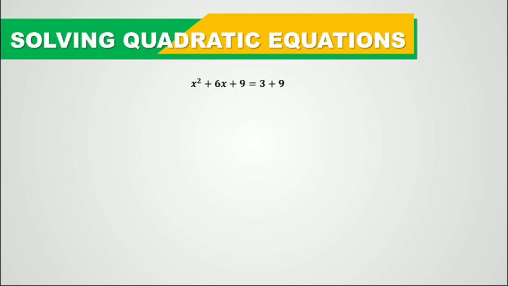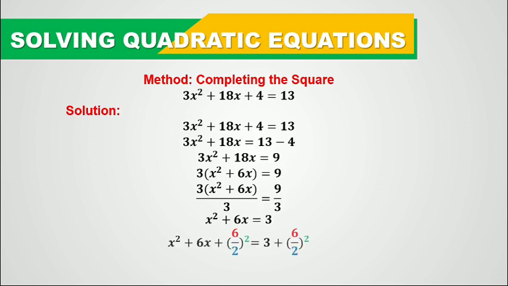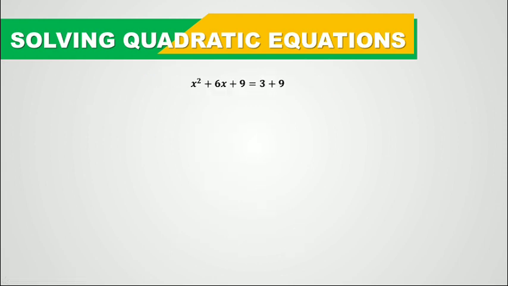Because why? Because 6 divided by 2 is 3, right? Squared, that's 9. That's why it became like this. And then simplify this further, so this becomes x squared plus 6x plus 9 equals 12. So we could write this as the square of a binomial, since this is already a perfect square. So it will always become a perfect square.